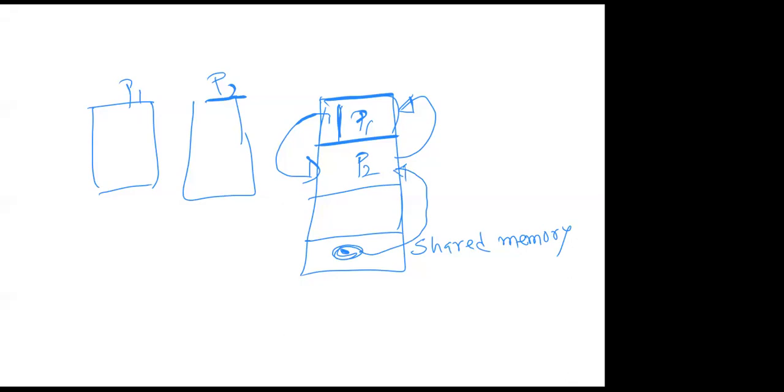Both processes, P1 as well as P2, can access this shared memory. By using shared memory, processes can communicate with each other. This is the first concept. The second thing you need to know is what the problem is with using shared memory.